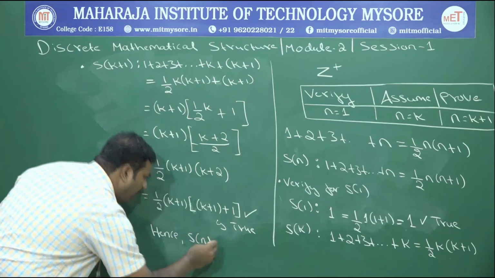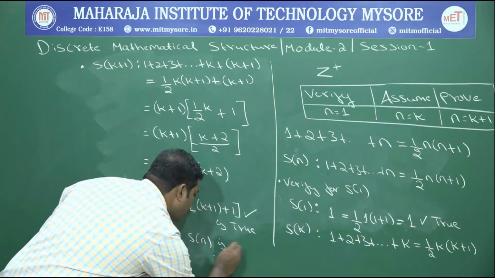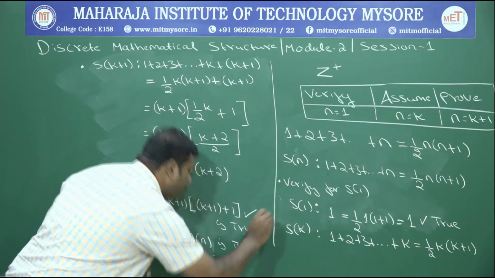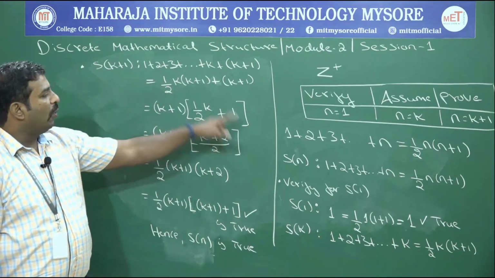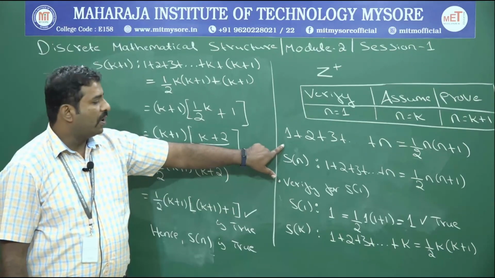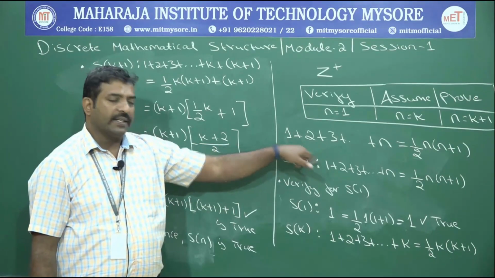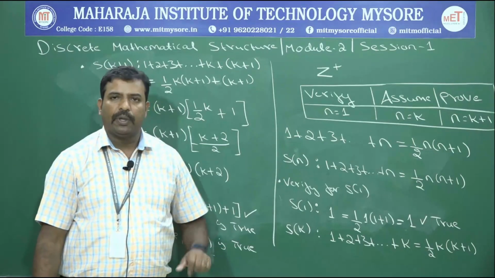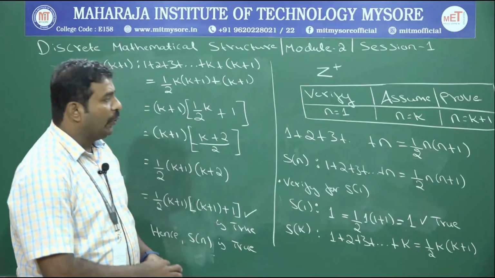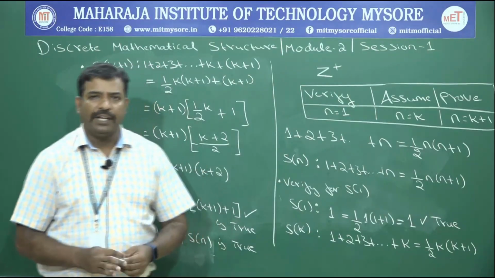So S of n is true. So this is what mathematically I am proving. The statement that has been made, 1 plus 2 plus 3, that is the sum of n natural numbers, is going to be true. This is what exactly we are going to do with this mathematical induction.